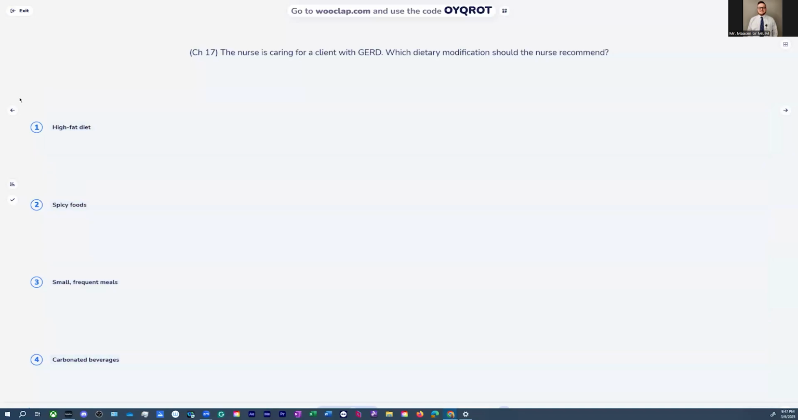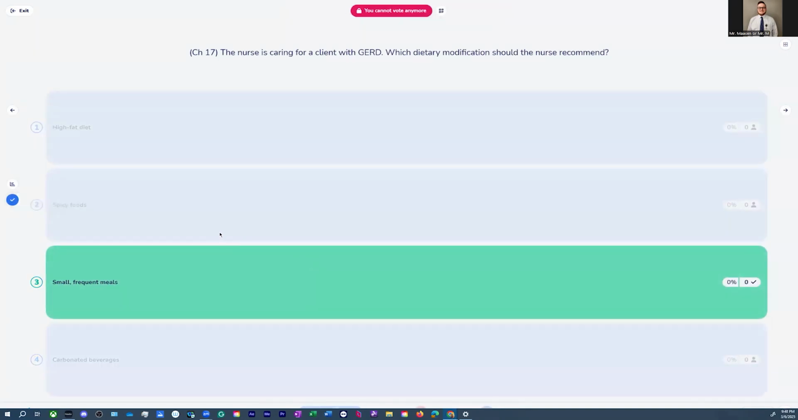So if I'm caring for a client with GERD, what dietary modification should the nurse recommend? We'll see if you can get there from what I just talked about. What do you think sounds the best for someone with GERD, with this reflux back into their esophagus? If you answer number three, it's that.